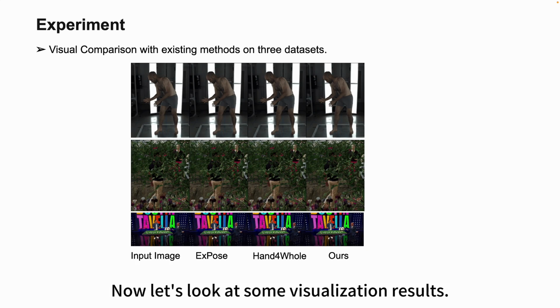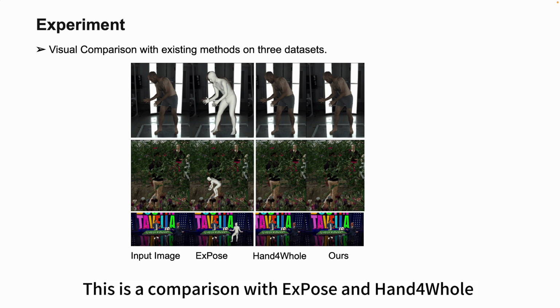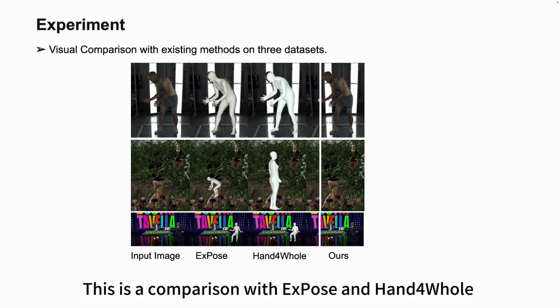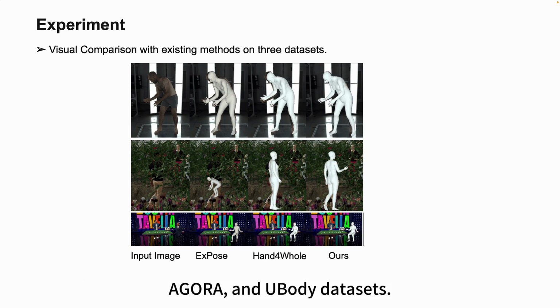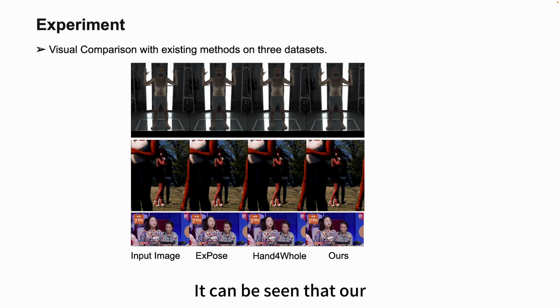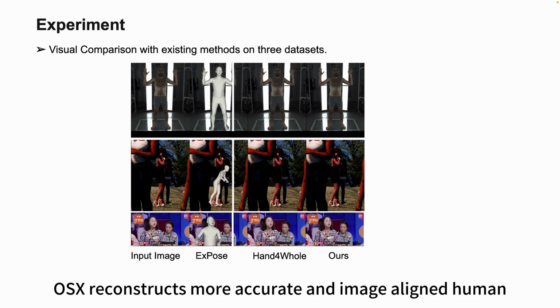Now let's look at some visualization results. This is a comparison with ExPose and Hand4Whole on the EHF, Agora, and U-body datasets. It can be seen that our OSX reconstructs more accurate and image-aligned human mesh.